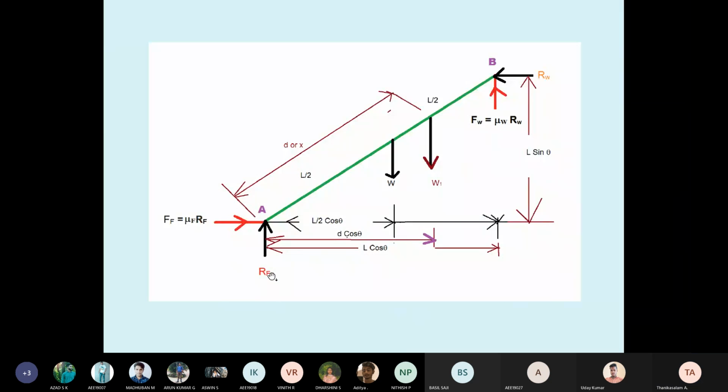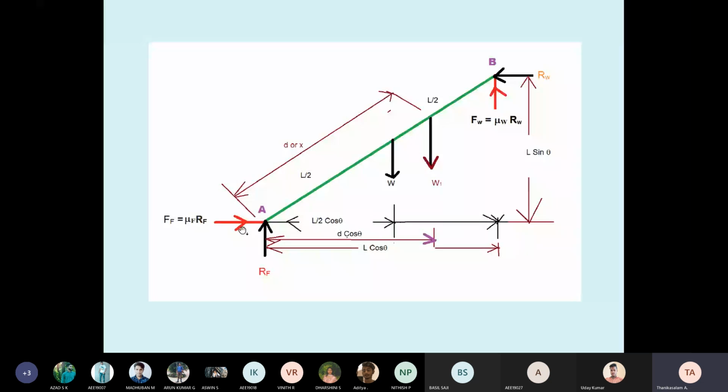RF is vertical upward. RW, why right side? Because the ladder is touching the wall, so that is the reaction RW. Then FF, what is FF? Why does it go to the right side? Because the ladder may fall down to the left side, maybe slip to the left side.